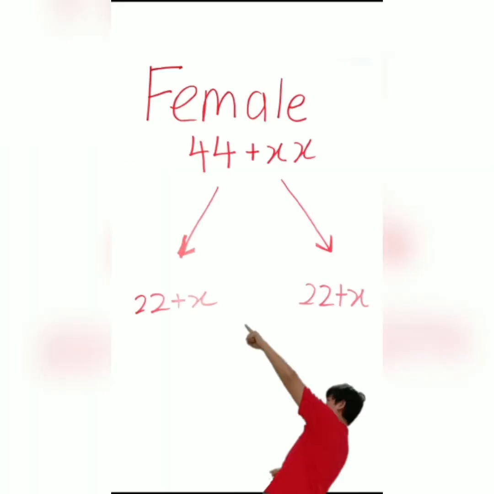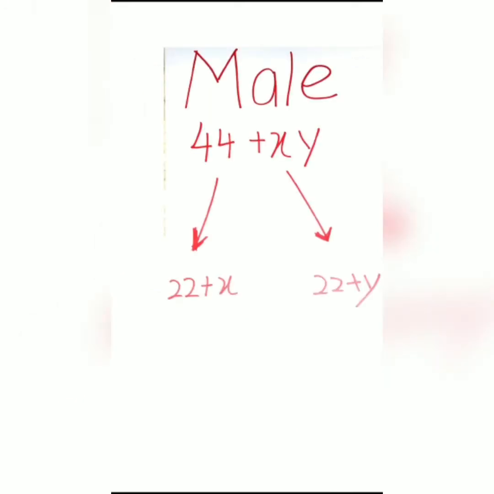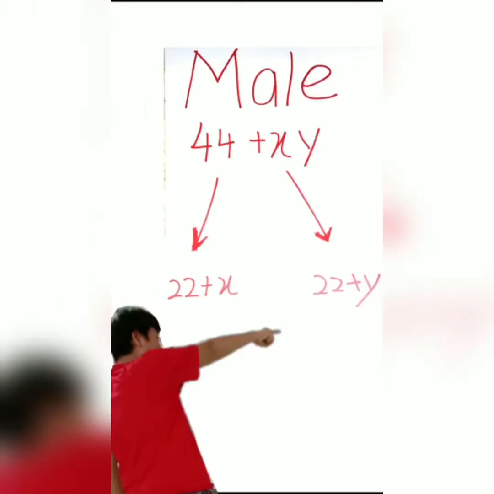During the formation of gametes in the female, the sex chromosomes segregate. All the female eggs produced contain 22 autosomes and 1 X chromosome. The human male produces 2 types of sperms: sperms with 22 autosomes and 1 X chromosome, and sperms with 22 autosomes and 1 Y chromosome.